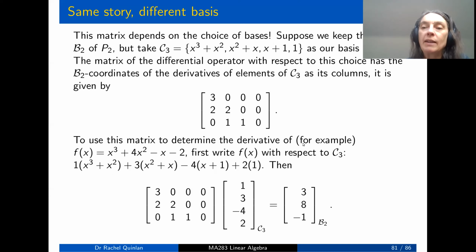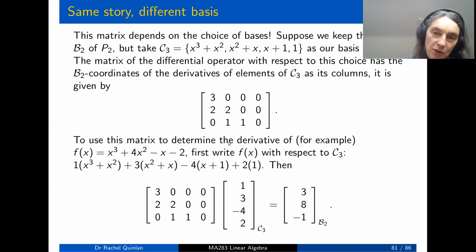So this is saying that the coordinates of this polynomial f(x) with respect to this basis C3 of P3 are 1 as the coefficient of the first basis element, plus 3 as the coefficient of the second one, minus 4 as the coefficient of the third one, plus 2 as the coefficient of the fourth one, which is not obvious at all, sort of glancing at the polynomial. There's a calculation to do here to figure out that representation.